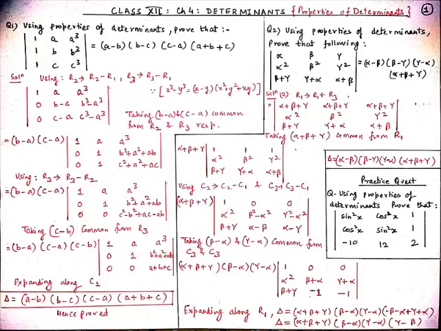Today in this video we will continue our questions which are based on properties of determinant. So our first question for today is: using properties of determinant, prove that the determinant |1 a³; 1 b³; 1 c³| is equal to (a − b)(b − c)(c − a)(a + b + c).